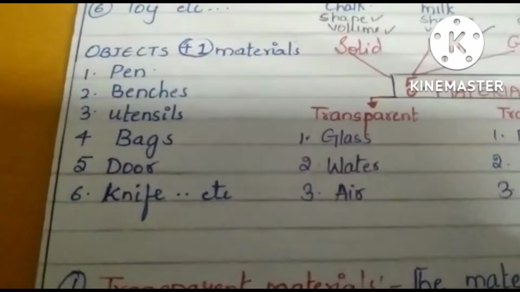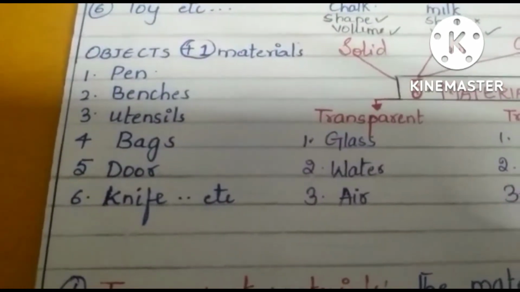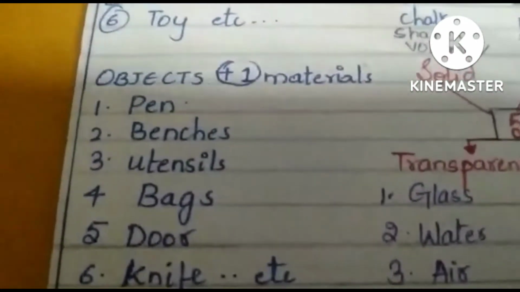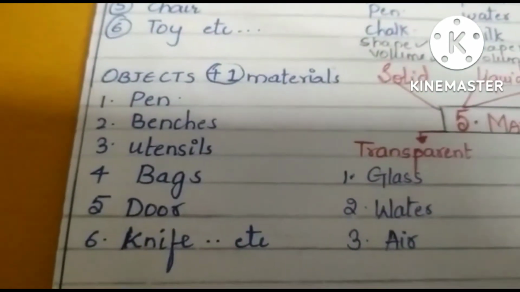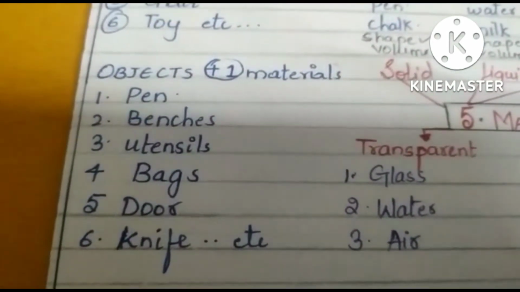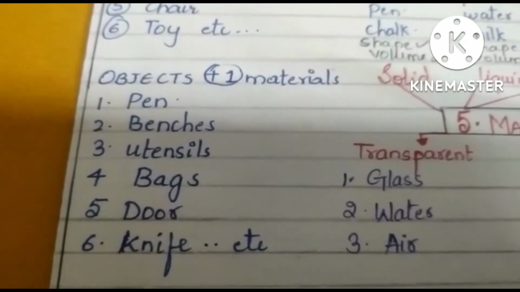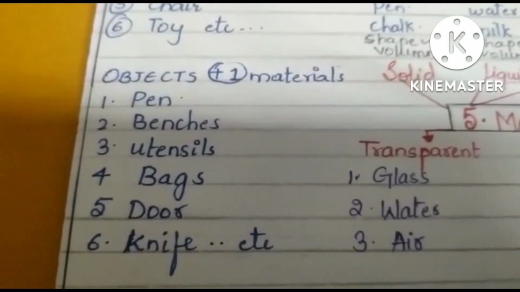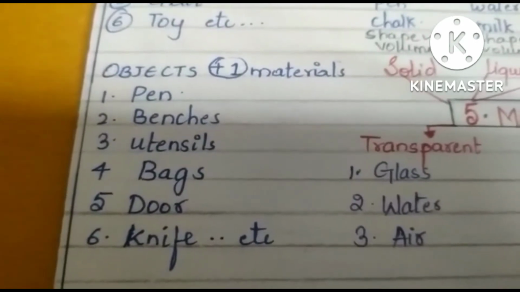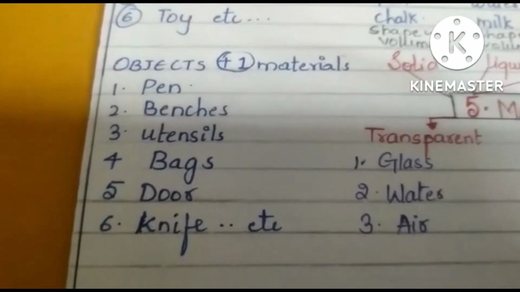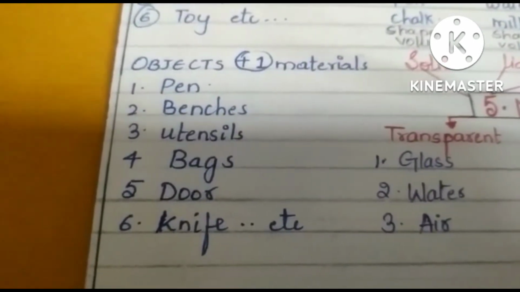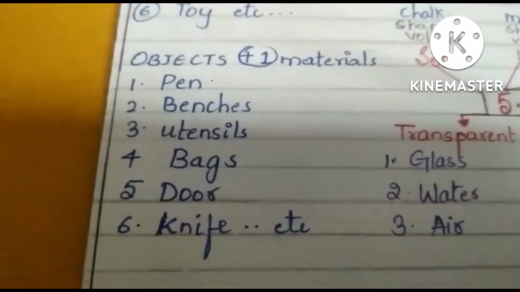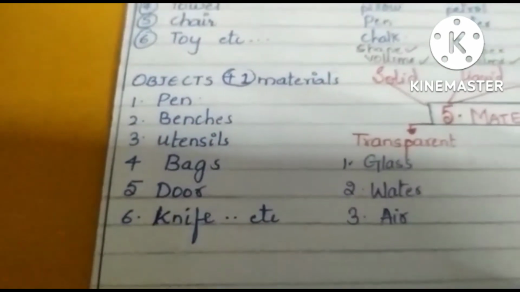Now we are coming to the objects that are made up of more than one material. This symbol is particularly for more than one material, okay? Don't get confused. Pen. You might be thinking why we wrote the pen, because a pen is made up of plastic, but still the lead, the nib, is made up of steel, right? That's why. Benches: the upper part is made up of wood and the lower part is made up of iron, correct? Metal we can say.